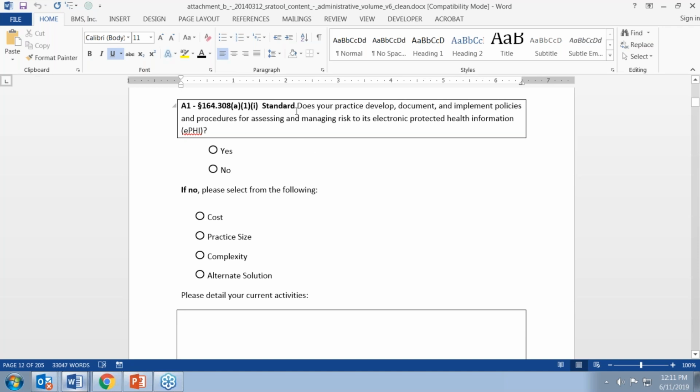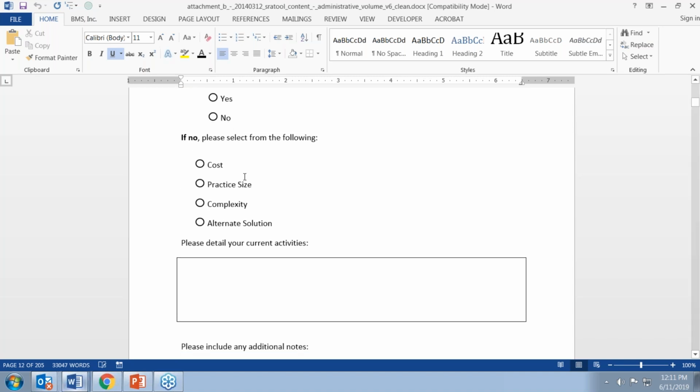So here's how the questions work. And again, we're in the administrative volume of the risk assessment tool. Does your practice develop, document, and implement policies and procedures for assessing and managing risk? Well, let's just say the answer is no. If the answer is no, why don't we?